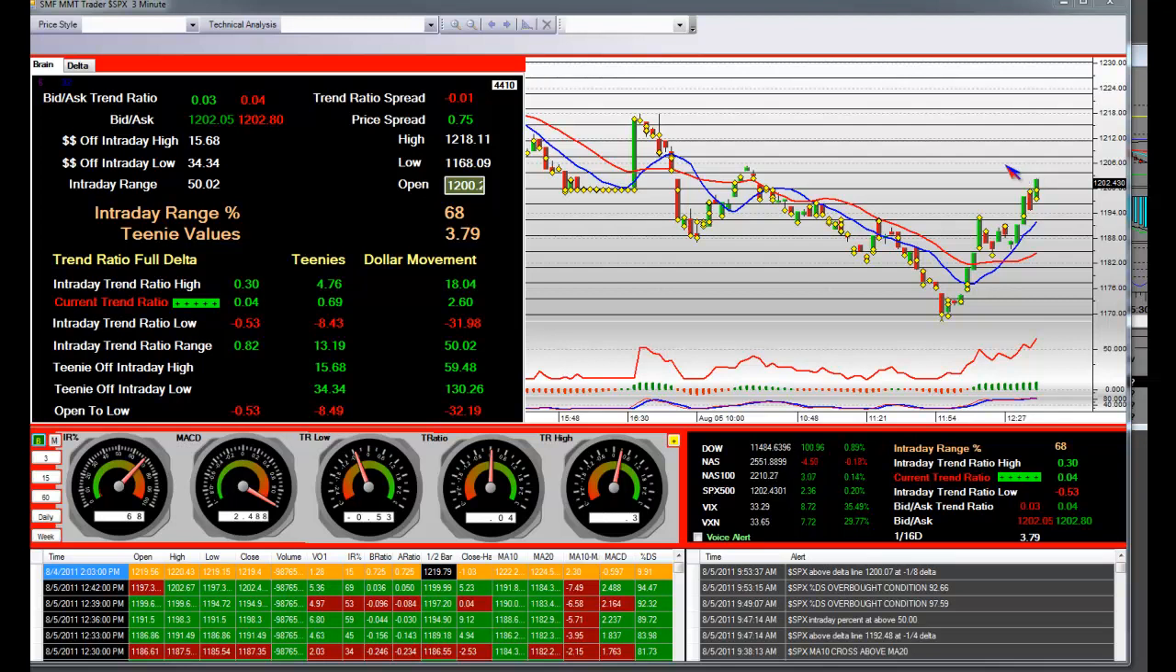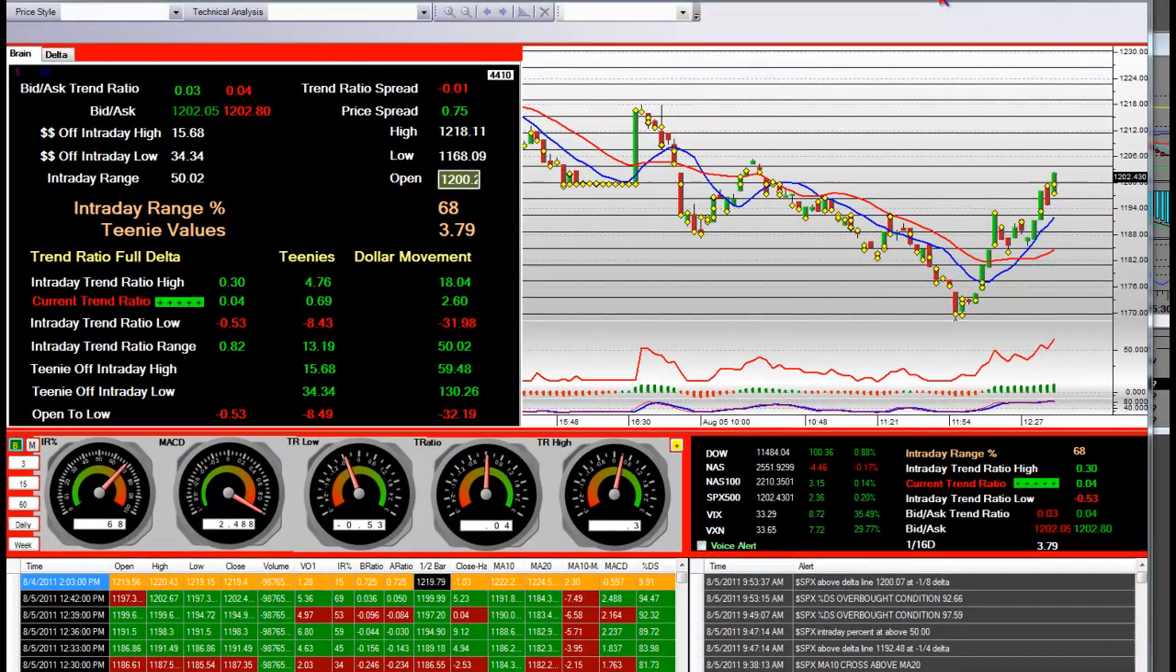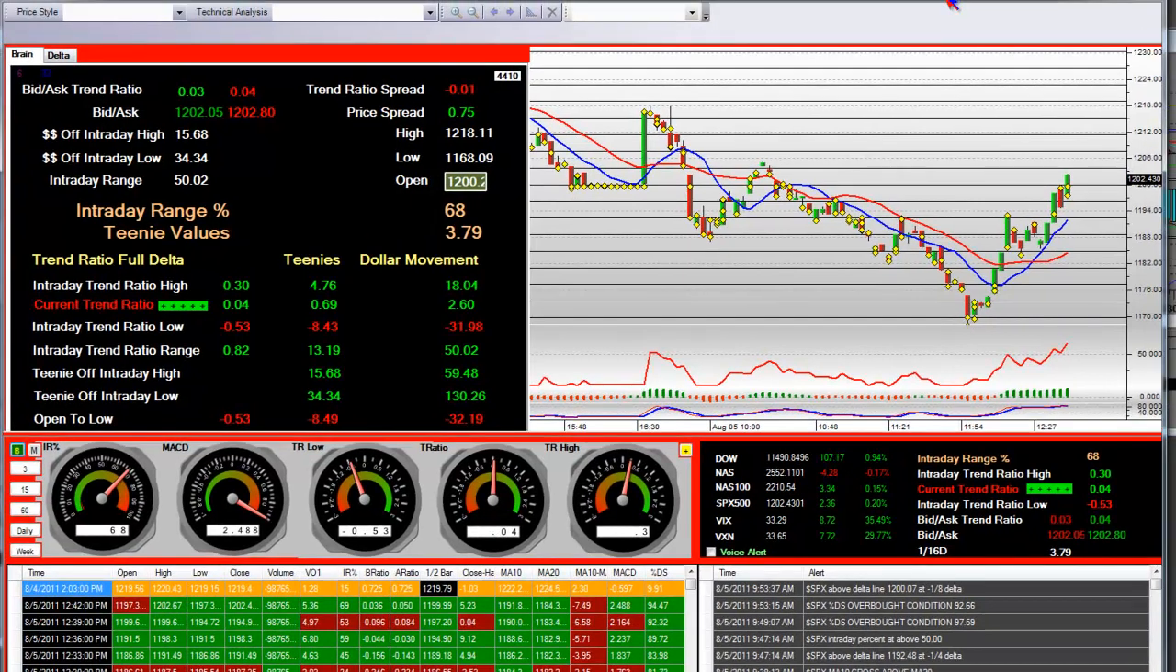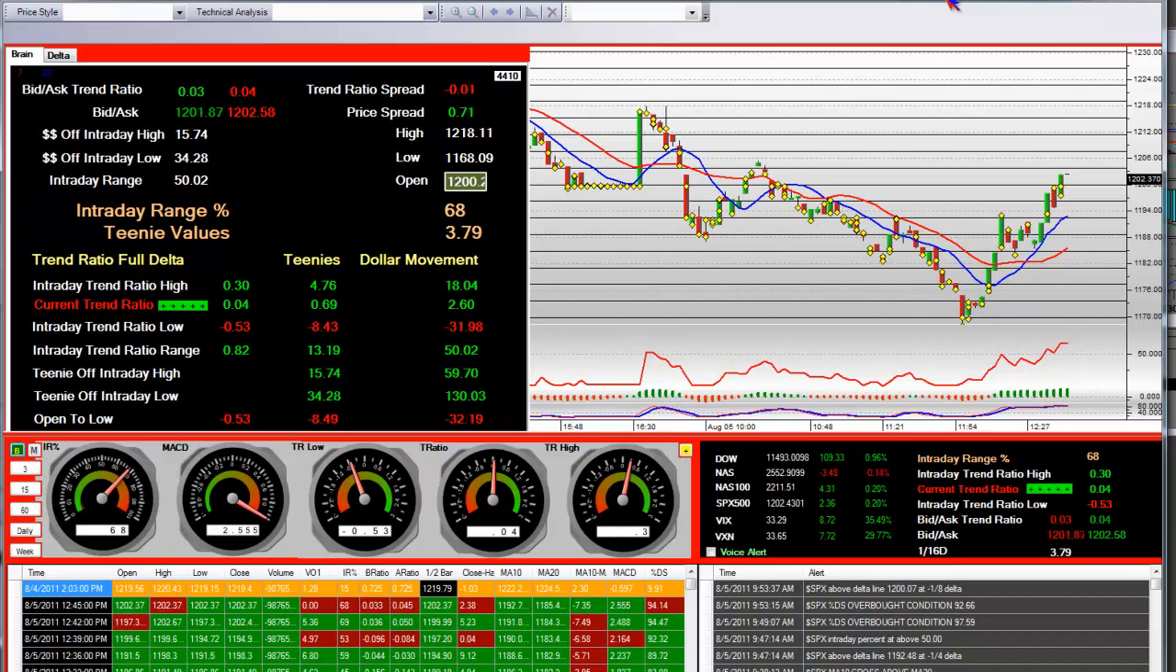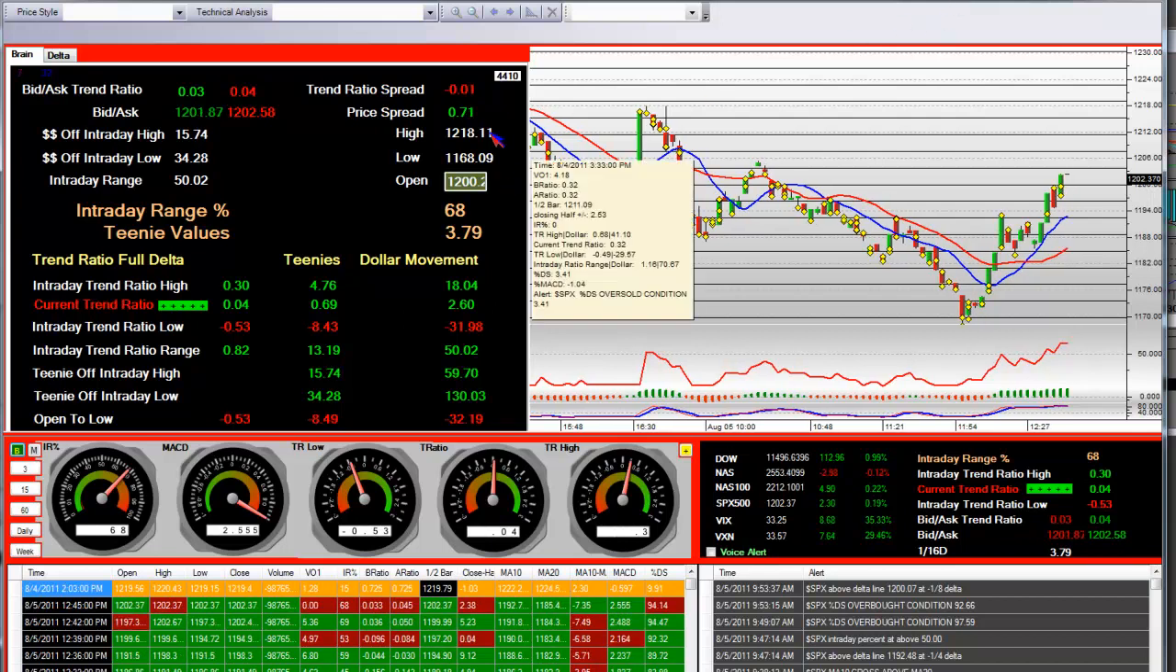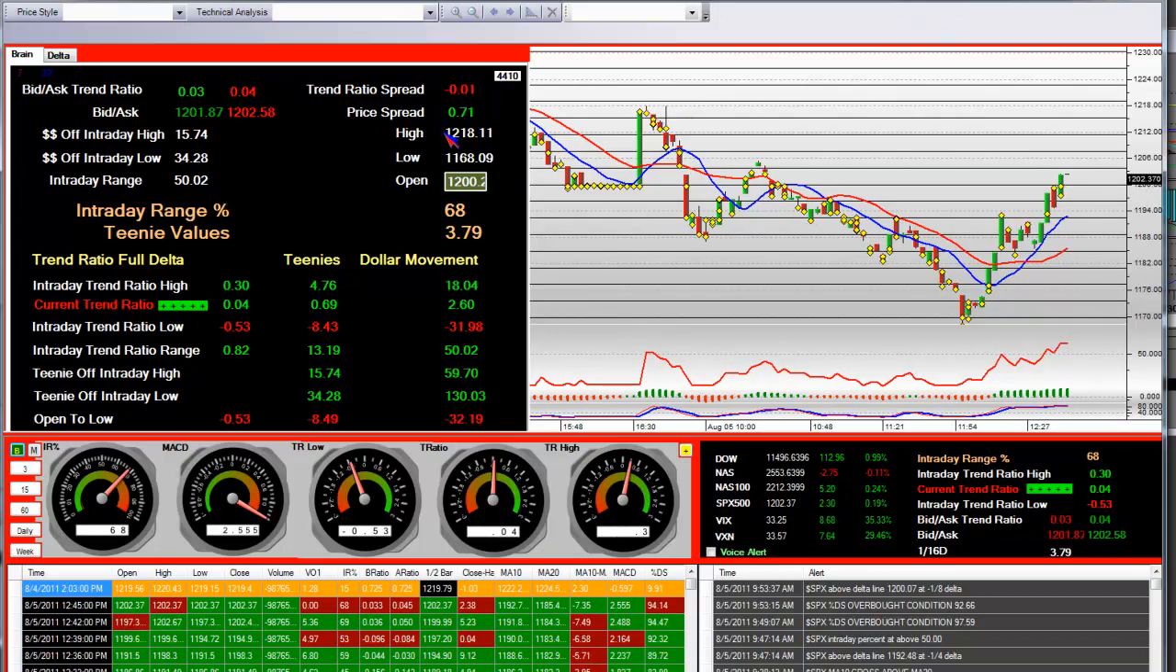Good morning. It is mid-morning on the S&P 500, and price market volatility has increased to such levels as 1999 and certain levels even in 2008, and people are caught off guard. They don't know how to trade true volatility. What you need to know on the S&P 500 this morning: the high was 1218.